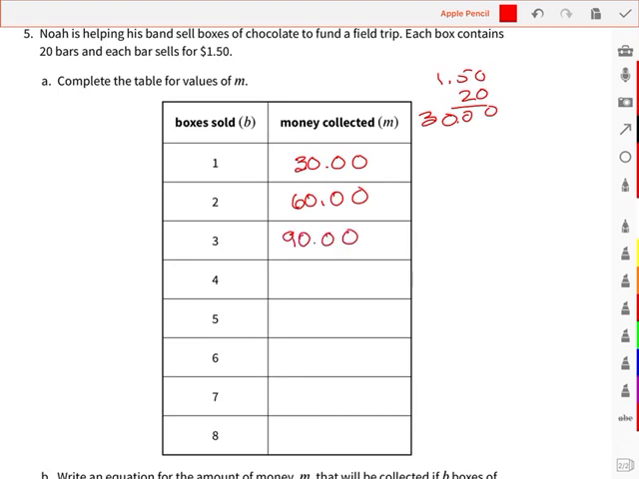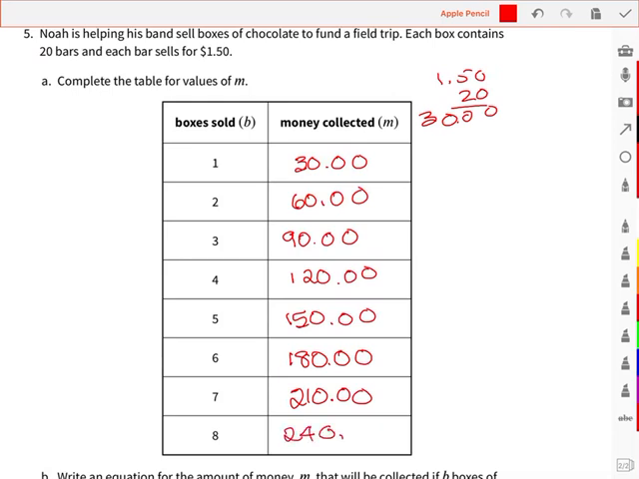And all those are going in the same order. So it's going to be 120, 150. So you're multiplying each number times 30. 6 times 30 would be 180. 7 times 30 is 210. And 8 times 30 would be $240.